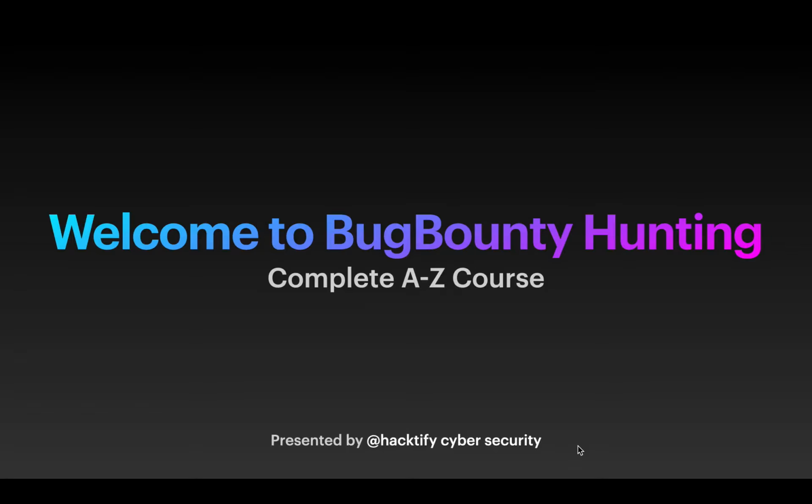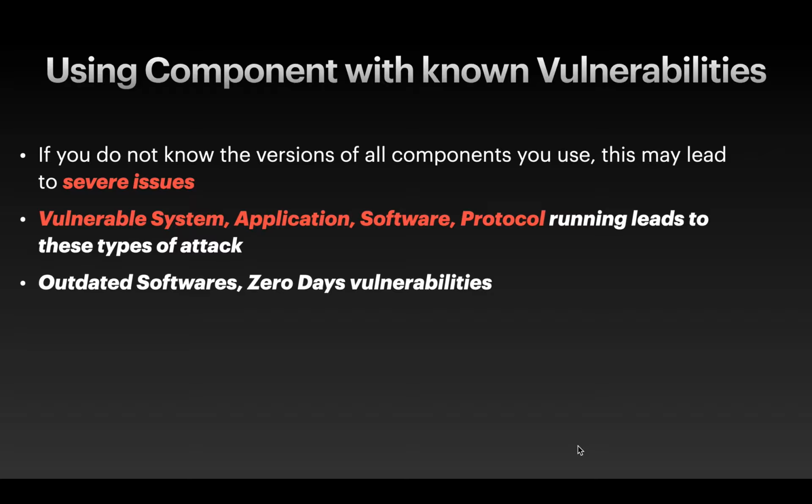The ninth vulnerability in OWASP top 10 is using components with known vulnerabilities. So what does this mean? If you do not know the version of all the components that you use in your web application, then this may lead to severe issues.